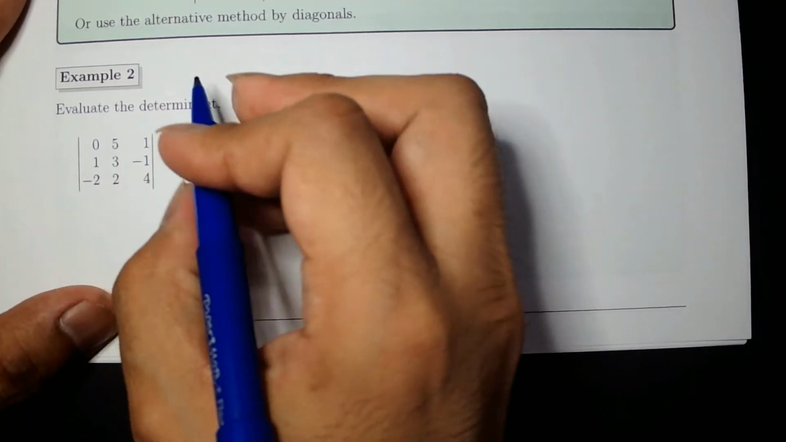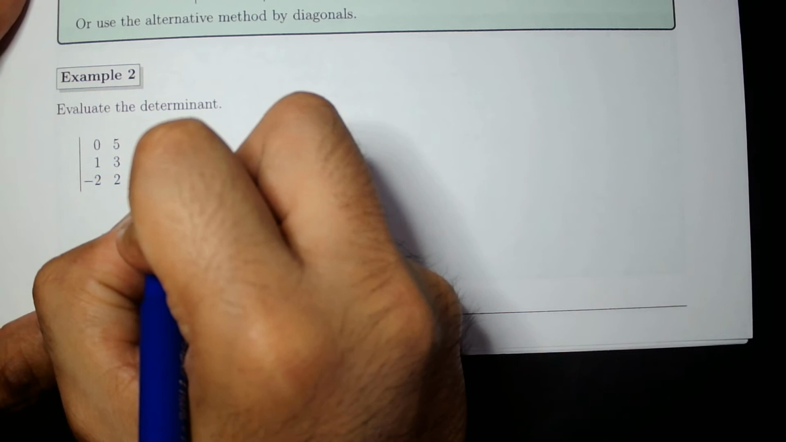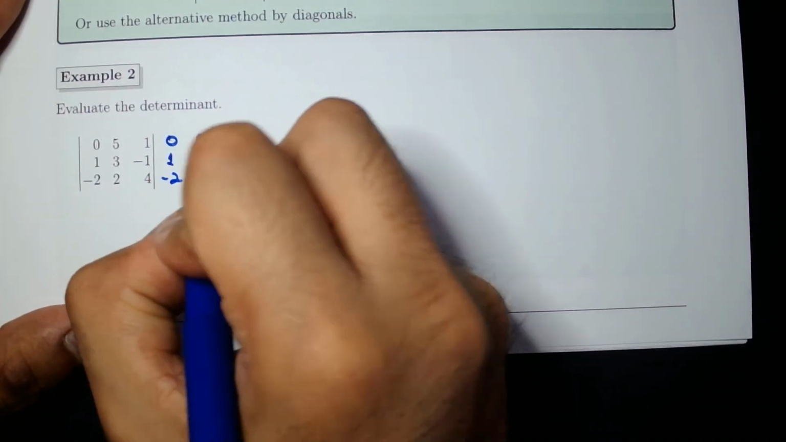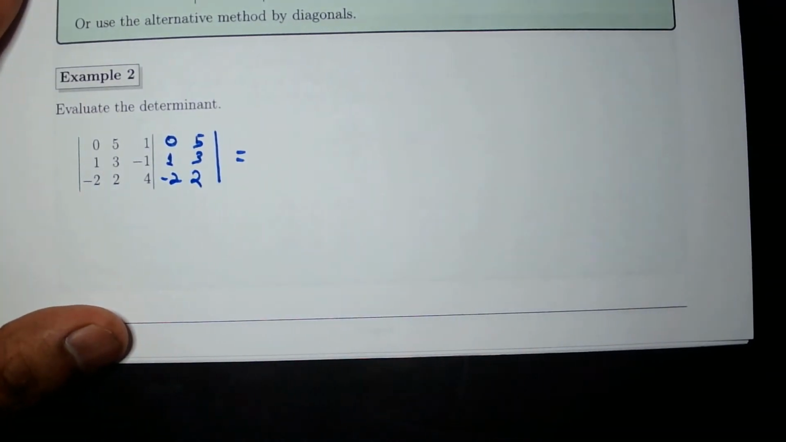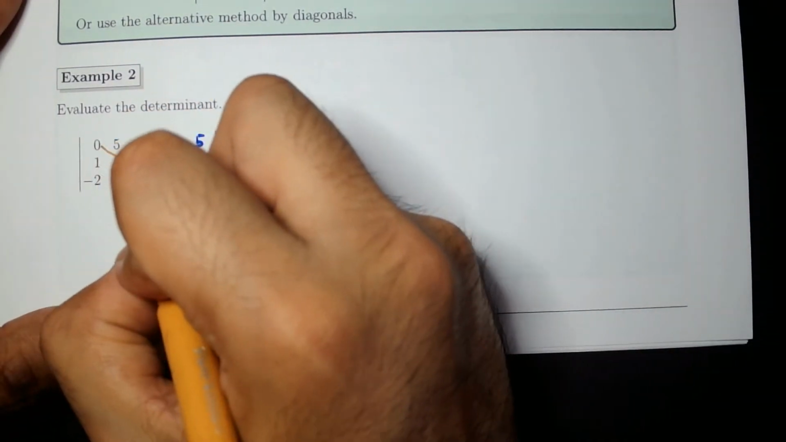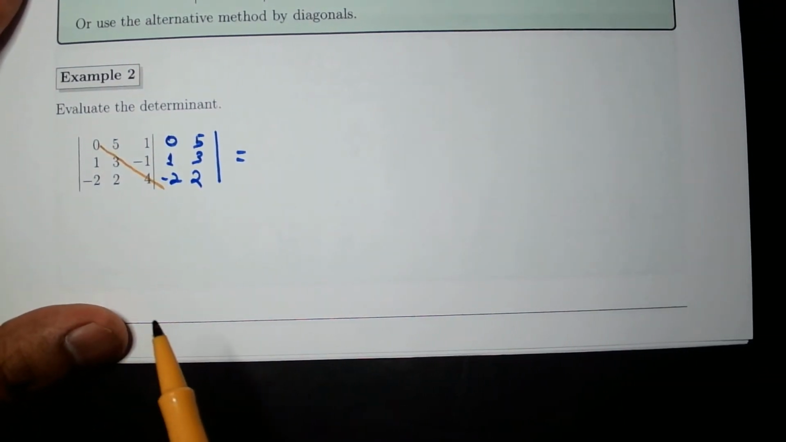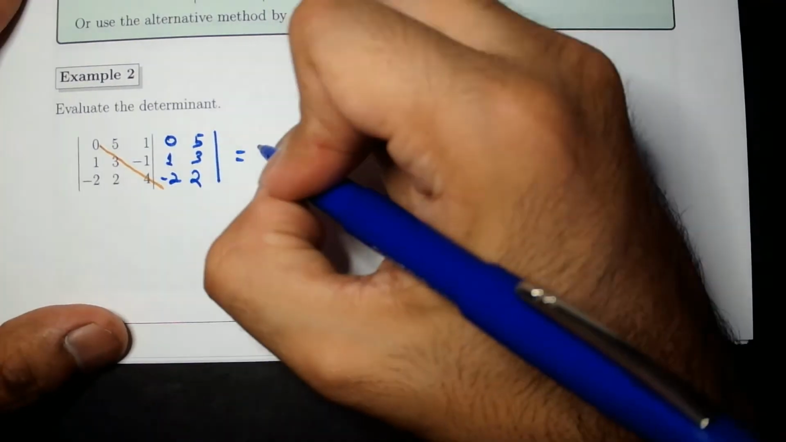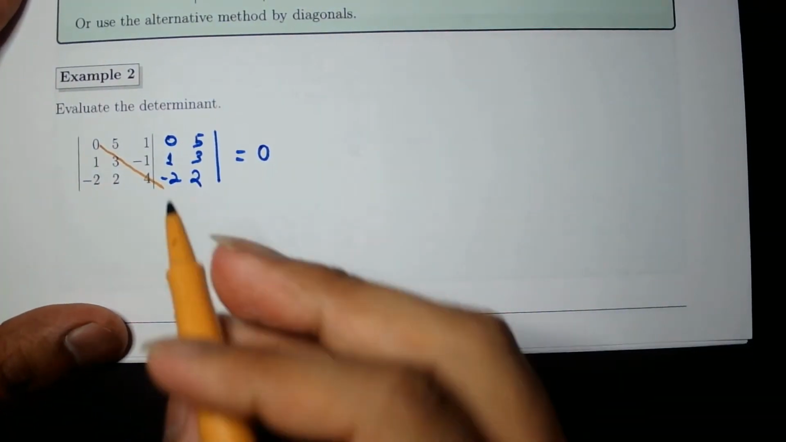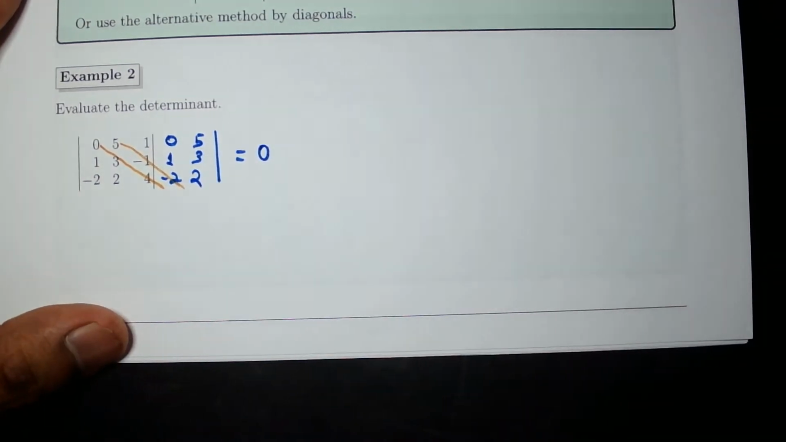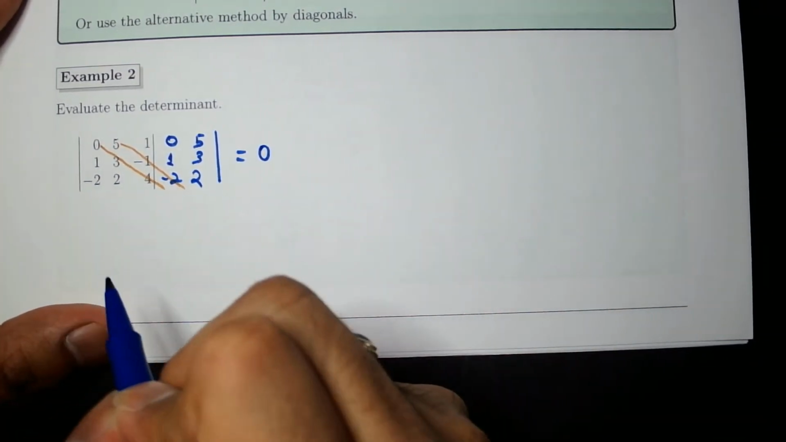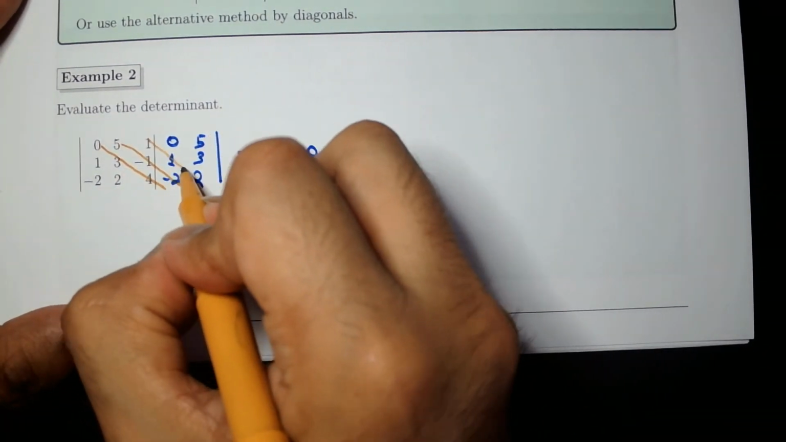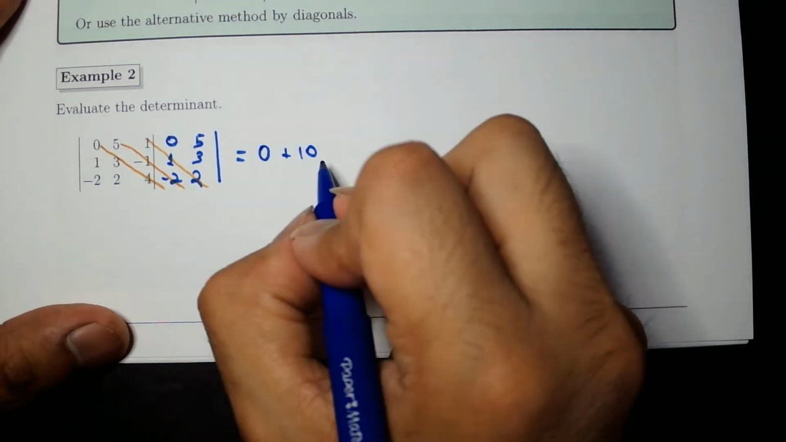So all we do is repeat the first 2 columns, and then from here we multiply diagonals. 0 times 3 times 4, that's going to be 0, that's the first product. And then 5 times -1 times -2, a negative times a negative is a positive, so that's plus 10. And then 1 times 1 times 2, that's plus 2.